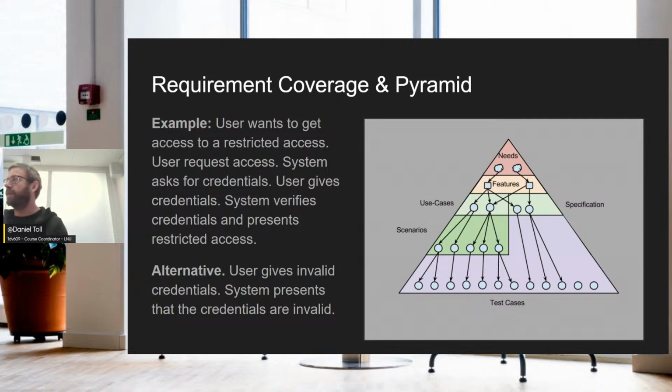But when we're creating a test case for this, we are going to make it very, very specific to this particular implementation. And we're also making it very, very specific when it comes to input and output. So in order to create a test case for this, we need to specify, is this a web application with a web form? Or is this a console application, or some other kind of application? And we also need to specify how we are giving credentials. System asks for credentials and user gives credentials. How does that happen? Is it a username and password?